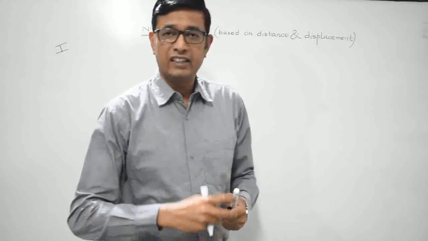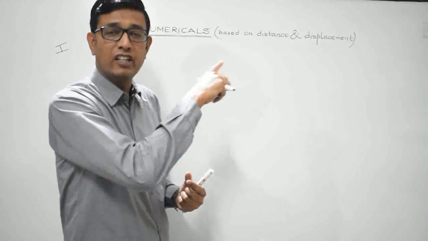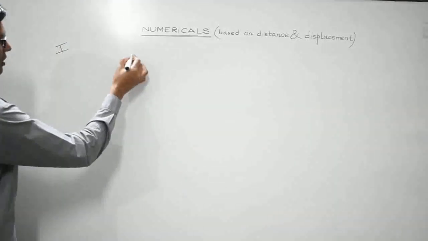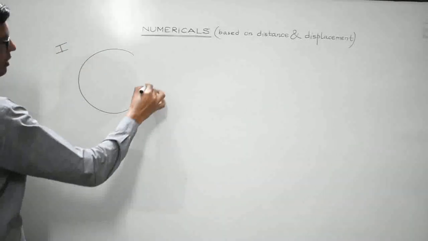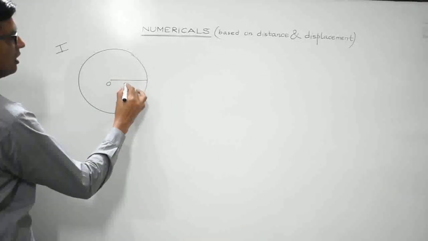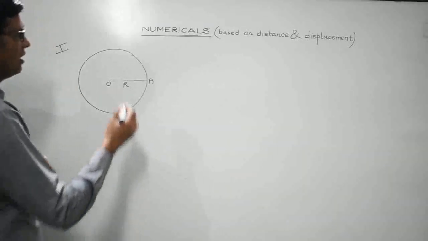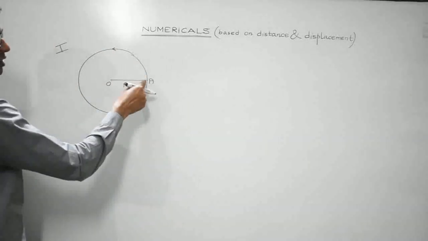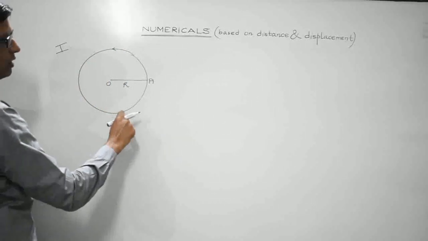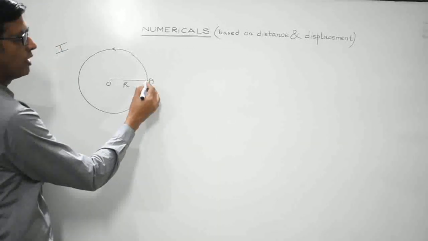Suppose an athlete or a person starts running along a circular path of radius r. Suppose this is a circular track, say of radius r. This is the center and its radius is r. Suppose an athlete starts from point A and he starts running along the circular track and completes one turn and eventually comes back to point A.